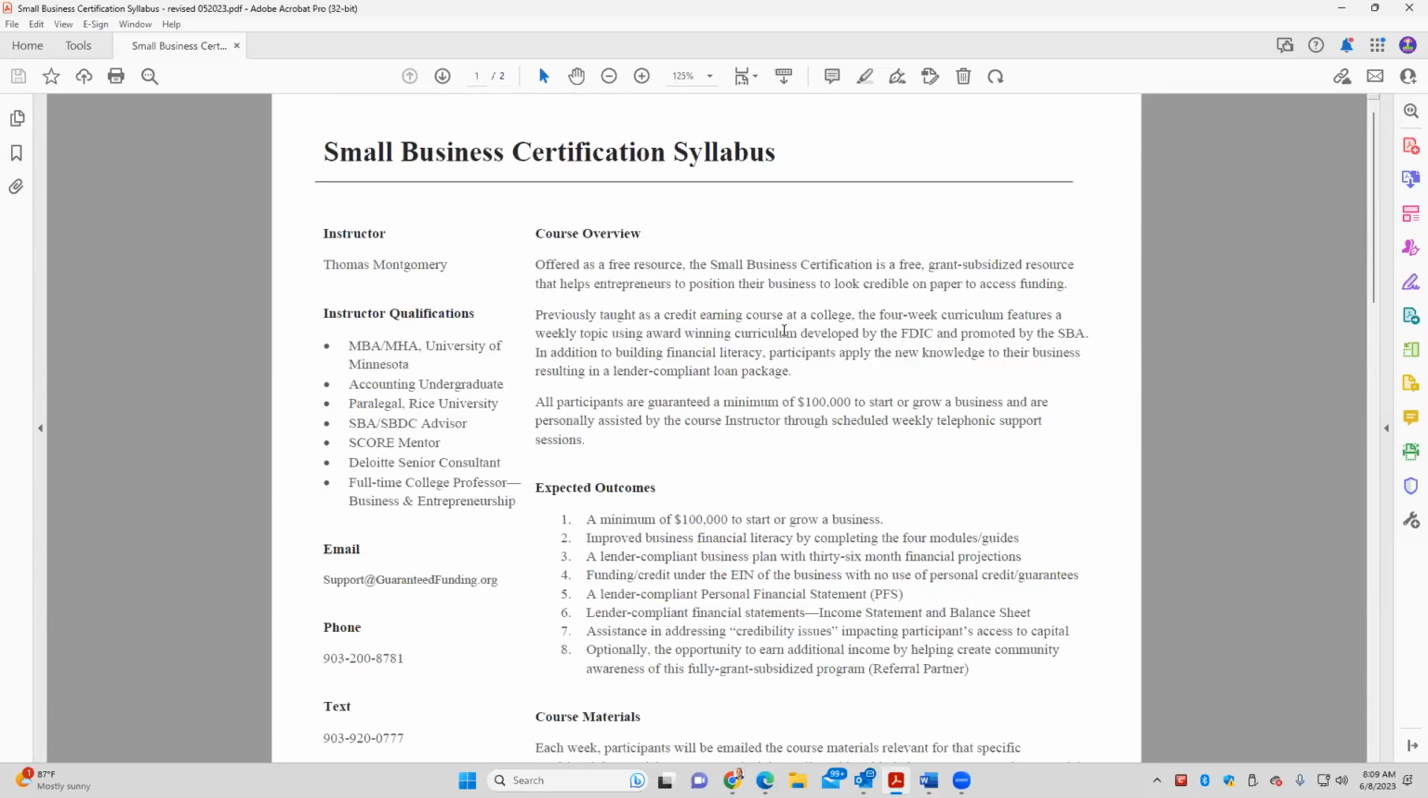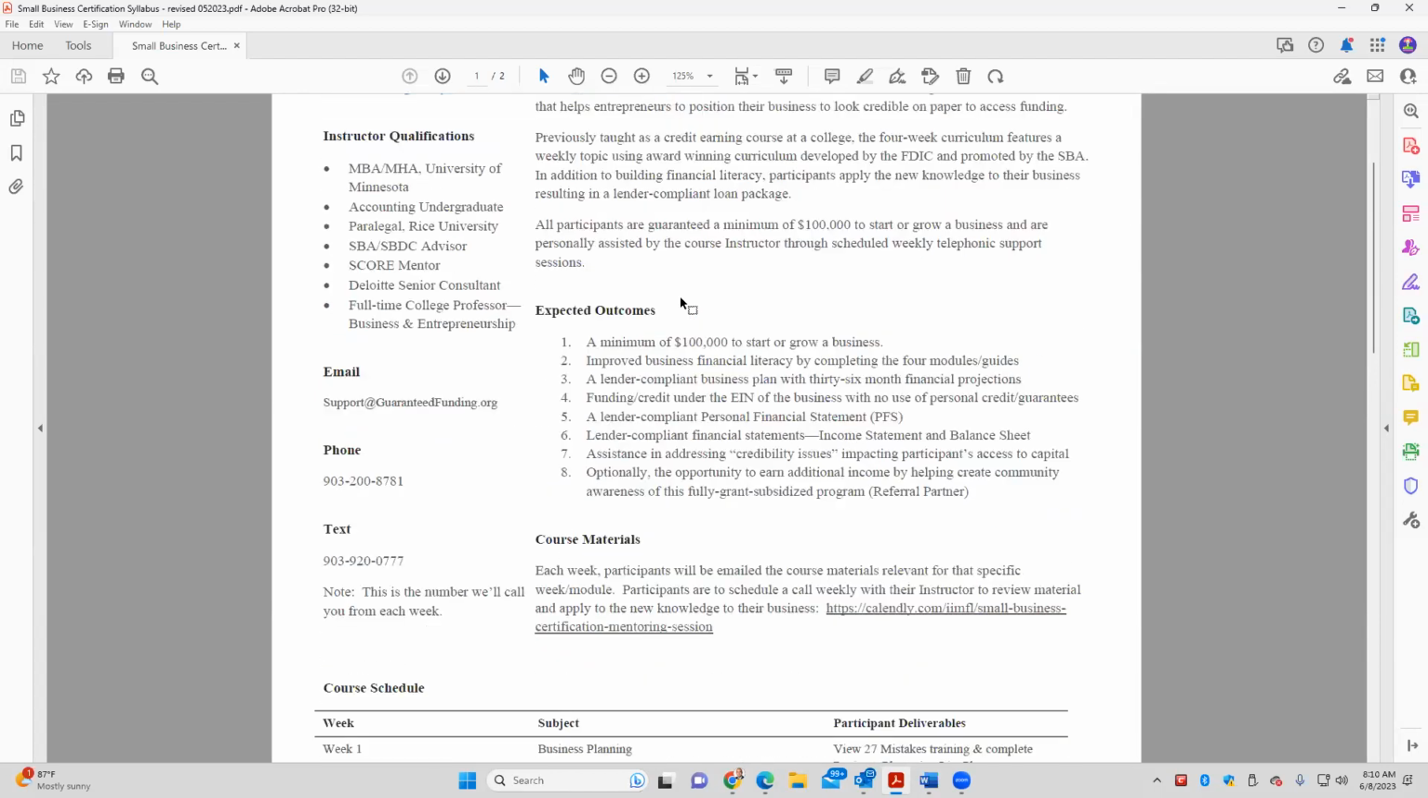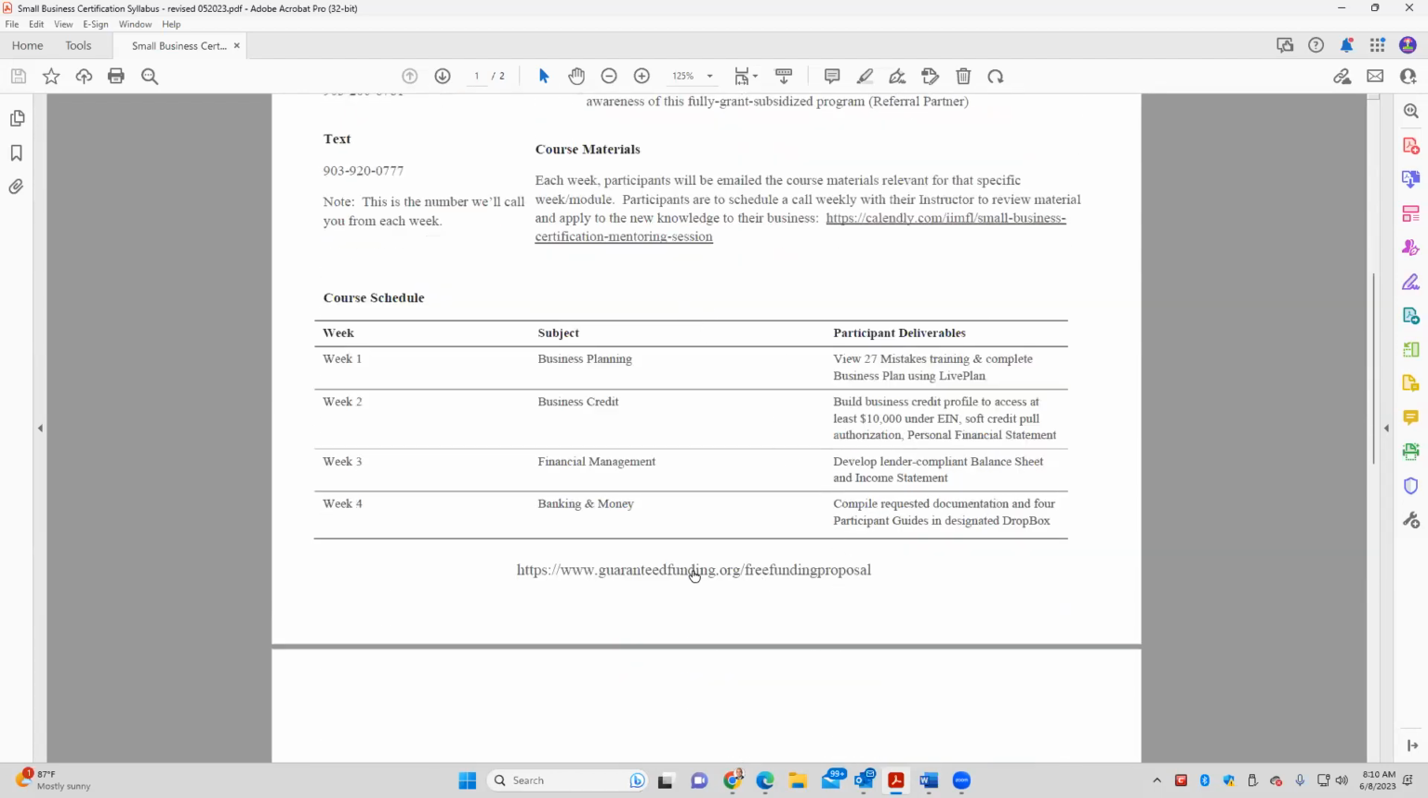So in summary, this is how we approach financial literacy in a concise and effective way. We call it our small business certification. Participants do not pay anything for it, and they're going to be able to plug in when they request a free funding proposal. It's included.